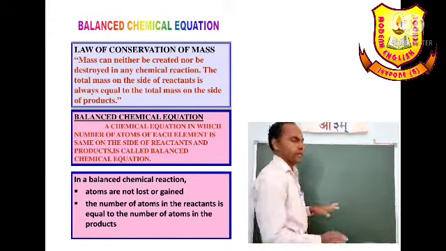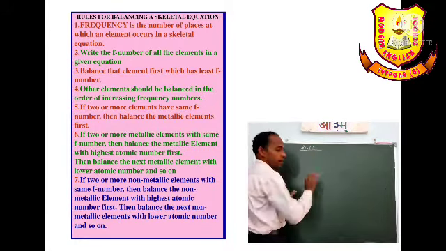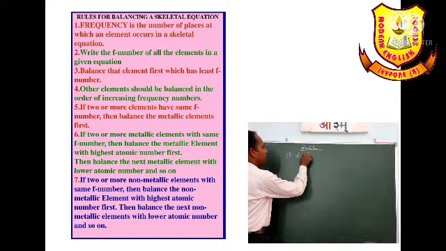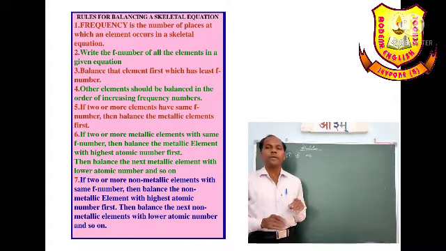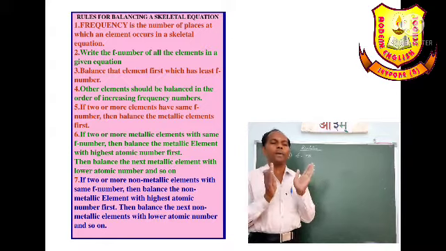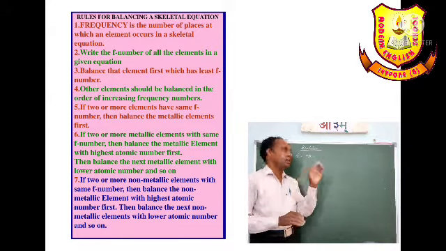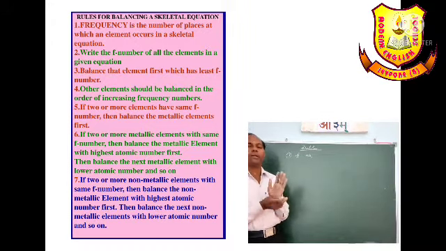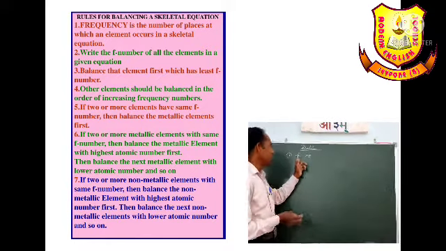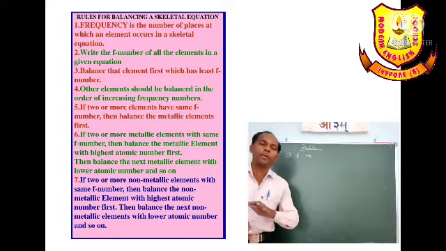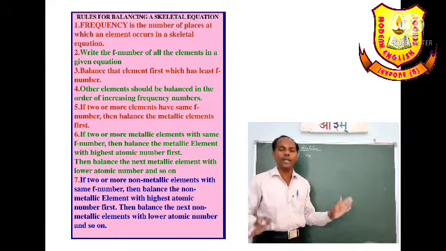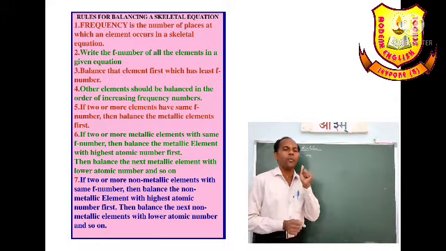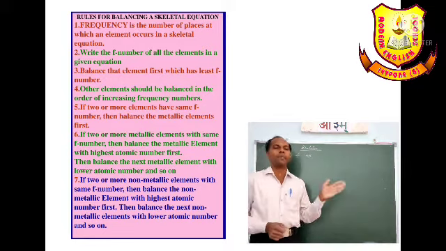Okay, now we will go through the rule. What is the rule to balance? This is a different method I have told you. First, we have to find the F number. F means the frequency. This is the number of places at which an element occurs in a skeletal equation. F is the number of places or number of times, not how many. Keep in your mind, this is not how many elements. This is how many times it is coming. I will give the example and I will show you.